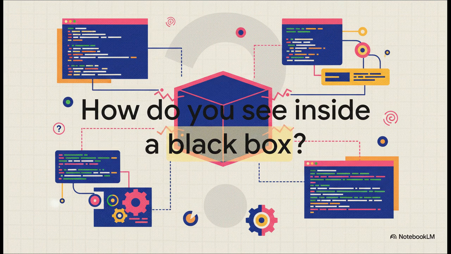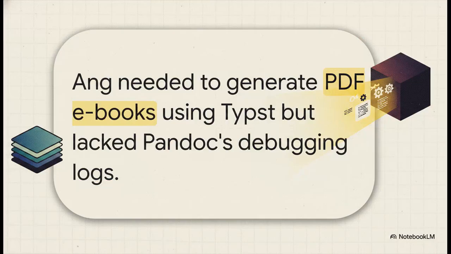If something goes wrong, or if you really just want to understand the flow of data, you absolutely need a way to surface those internal debugging logs from the library right up to your user. Otherwise, you're literally just staring at a silent failure. To ground this abstract concept in a concrete task, Ang basically hit a wall while building one very specific feature, generating PDF ebooks via Typst.